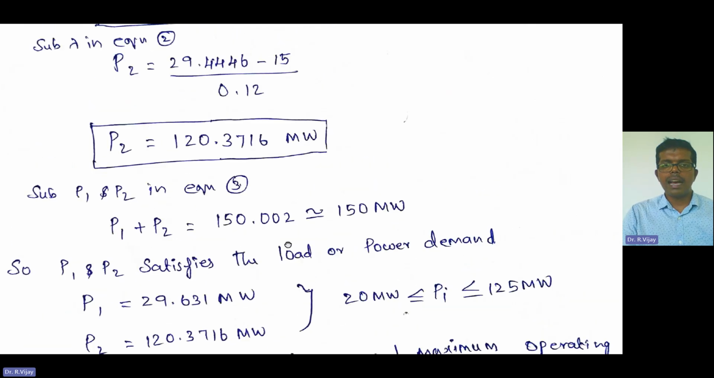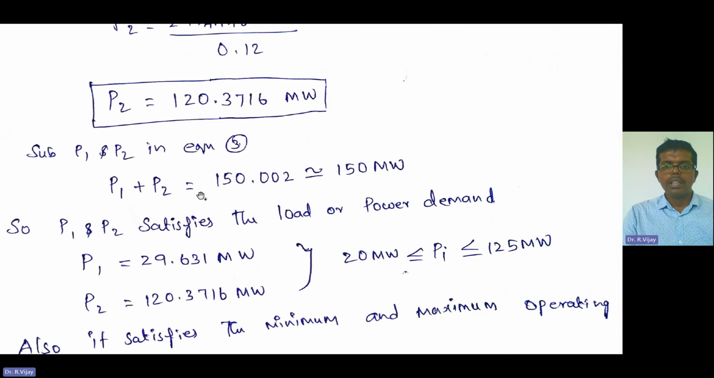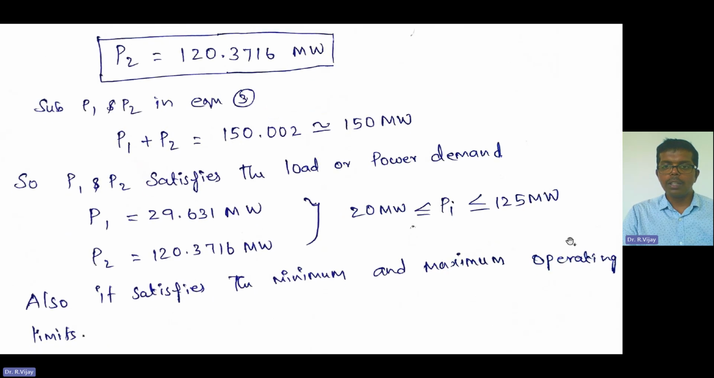If this is asked as a 5-mark question and you stop up to here, only 3 marks will be given. So you need to write the answer and also check whether the answer we got for generating units P1 and P2 is within the minimum and maximum operating limits, and conclude. Only then will you get the full marks in your exams.